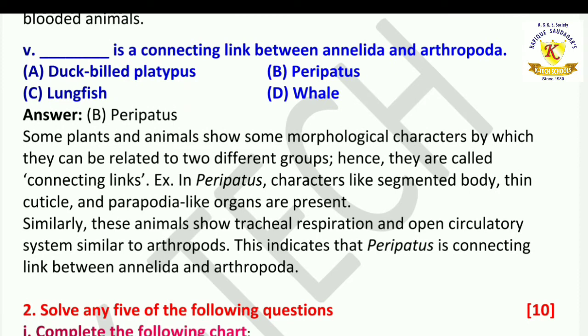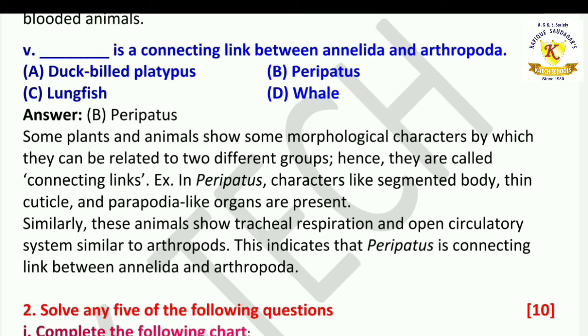Fifth one. Dash is a connecting link between Annelida and Arthropoda. Options are duck-billed platypus, peripatus, lungfish, whale. Correct. The answer is B, peripatus.